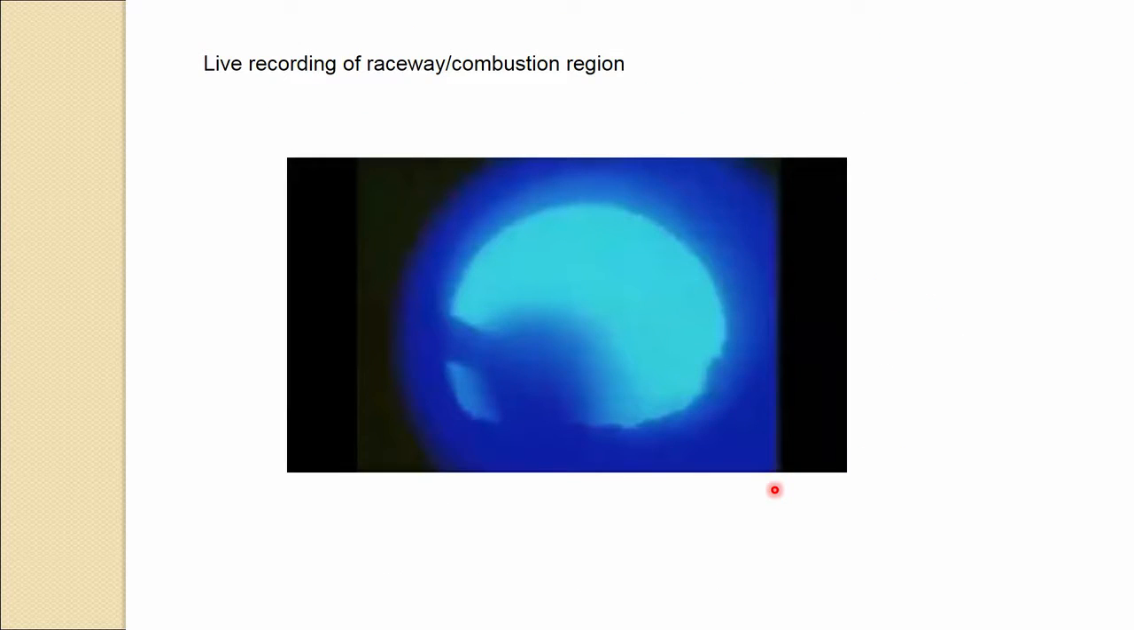In fact, this video probably can give you a little idea about this flow. This video is about the liquid flow in the raceway or combustion zone. Gas is injected into the blast furnace from the side, and combustion occurs in front of the tuyere through which the gas is injected. That is the hottest region which we had discussed before, and we will discuss more about this region.